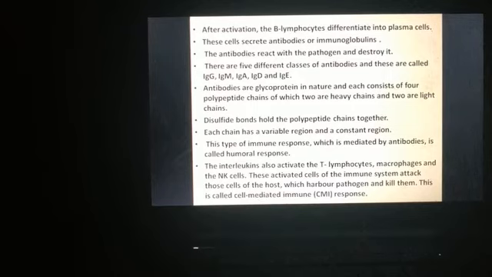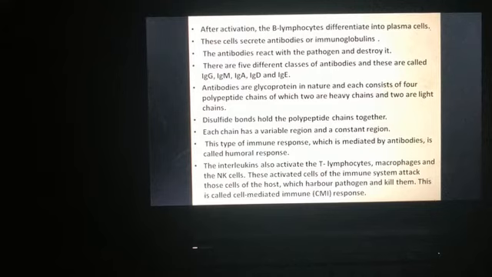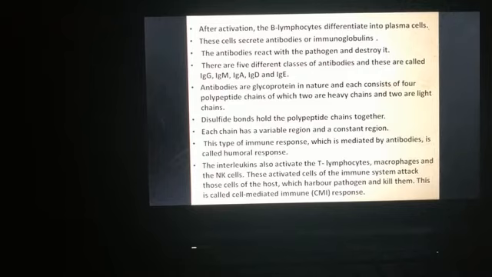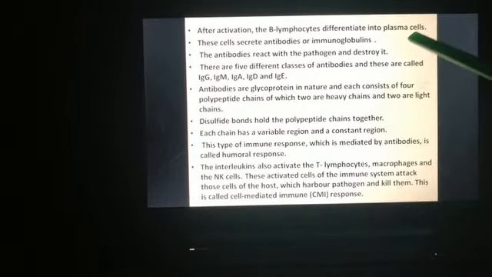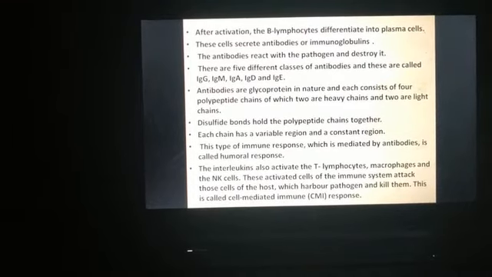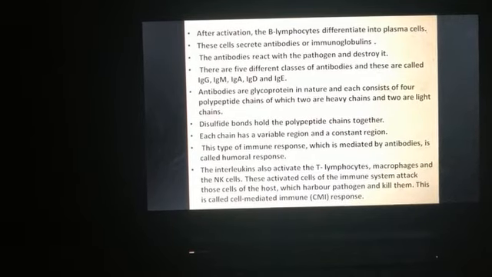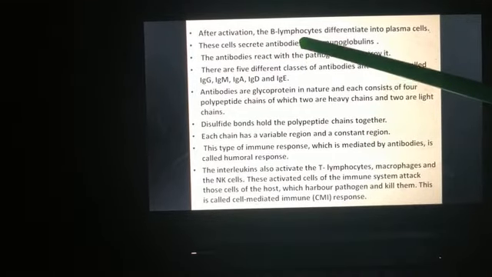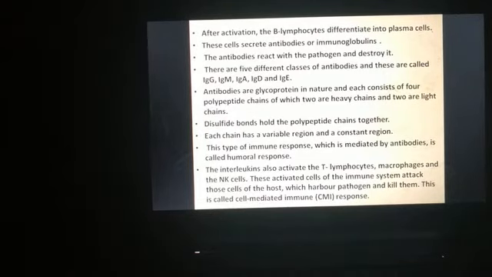After activation, the B lymphocyte differentiates into plasma cells. One more cell type is there, the memory cells, which I'll talk about later. The plasma cells secrete antibodies, or immunoglobulins. The antibodies react with the pathogen and destroy it.